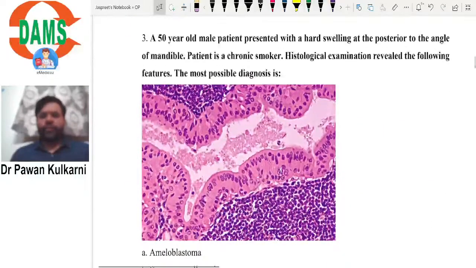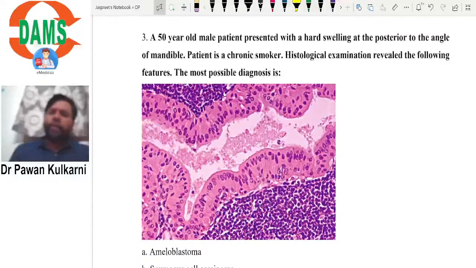Moving on to the third question. A 50-year-old male patient. So first point here, the patient is a male patient. Presented with a hard swelling posterior to the angle of the mandible. That means near the angle of the mandible there is a swelling. And the patient is a smoker.